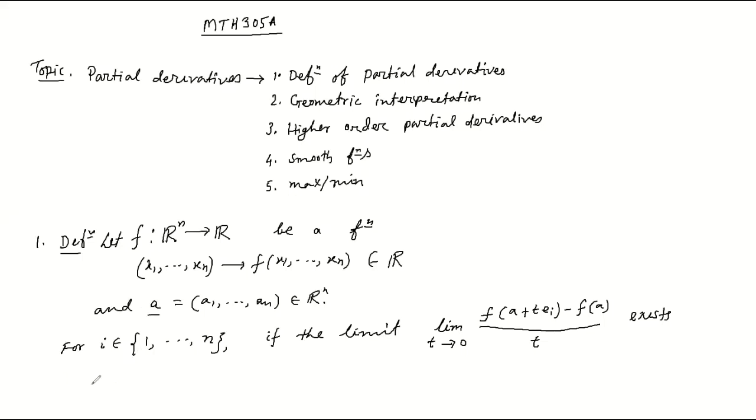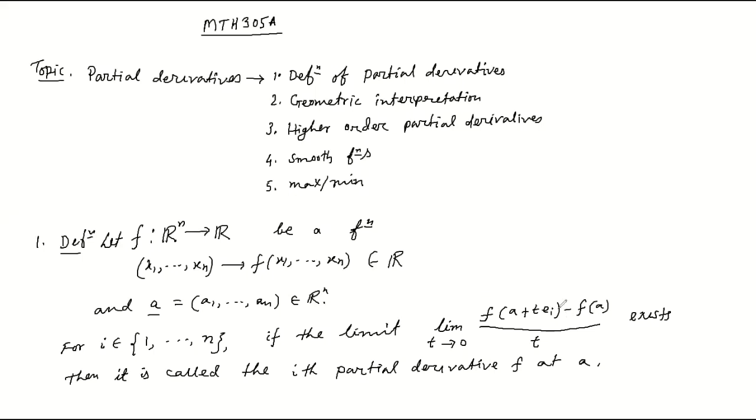So if this limit exists, then it is called the ith partial derivative of the function f at the point a, or in other words, we can say the limit is the partial derivative of the function f at the point a with respect to the ith component variable. So this is the ith component variable x_i.